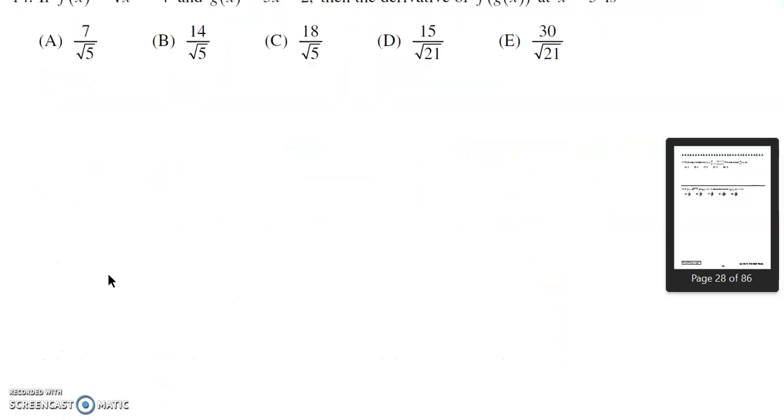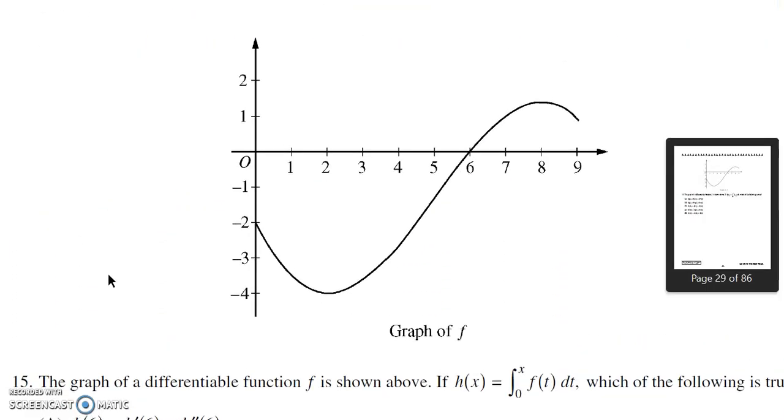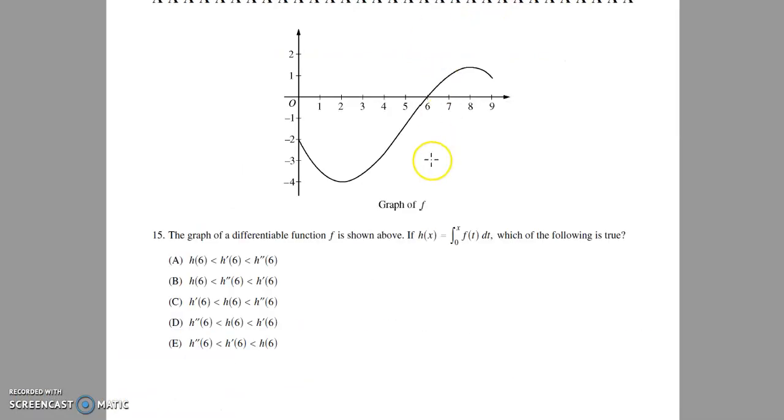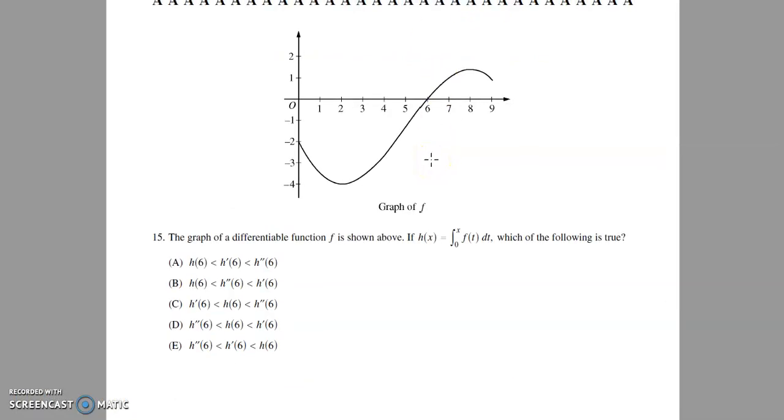Okay, we are going to go straight to 15. Gotta zoom out a little bit. This one probably looks familiar. Let's see if you can remember how to do this type of problem. And we want to figure out which one of these is smallest, in the middle, and the biggest. So order them from smallest to biggest. H of 6, H prime of 6, and H double prime.